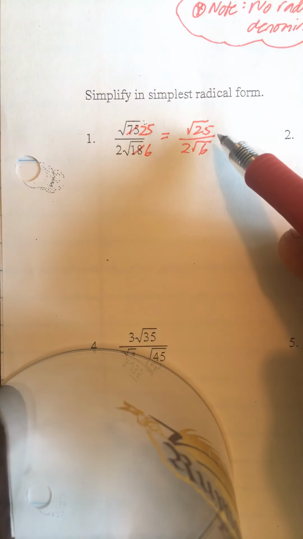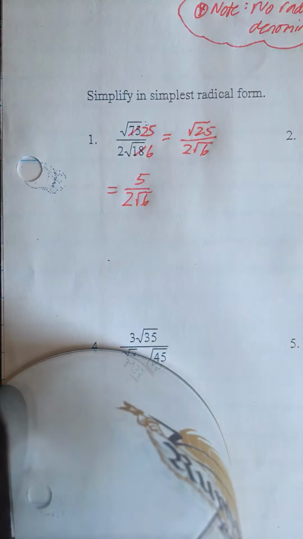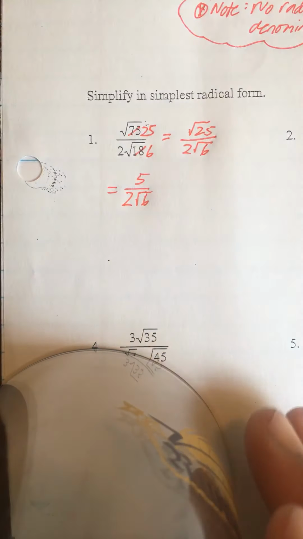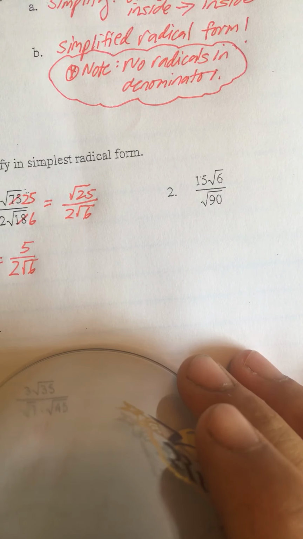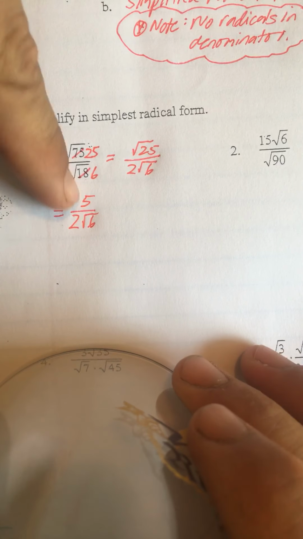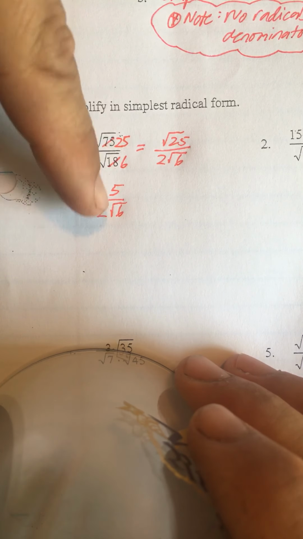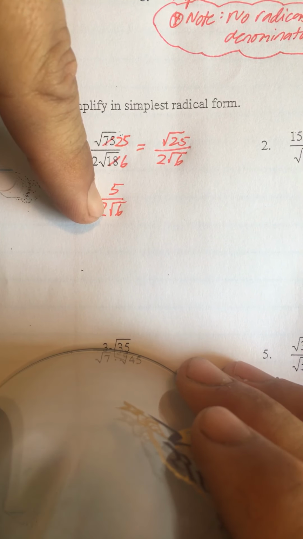So the square root of 25, we know that can be reduced. We can put the 5 up top. And the bottom is in simplified radical form. But if you notice in the cloud here, what we just said is you can't have radicals in the denominator. So we have this root 6 down here that we need to deal with.